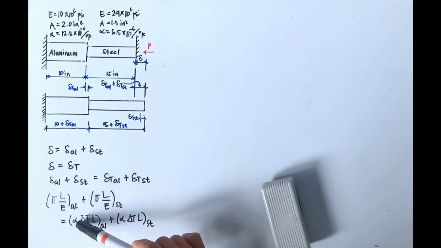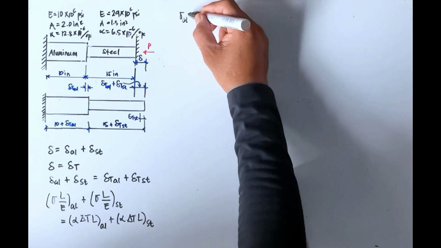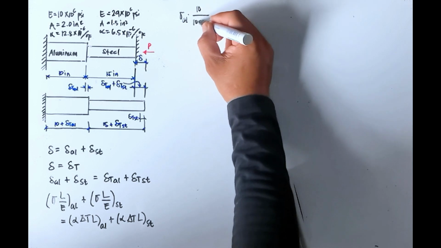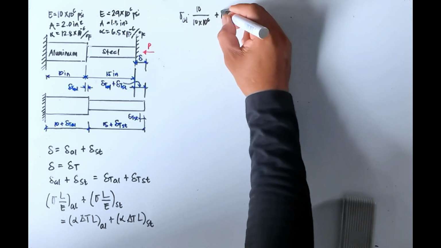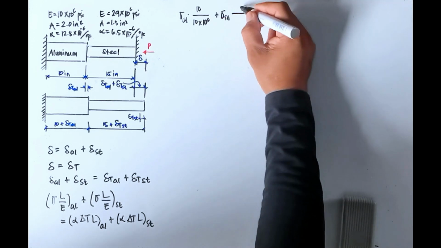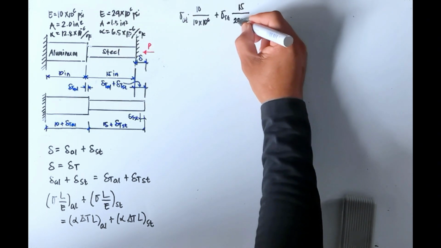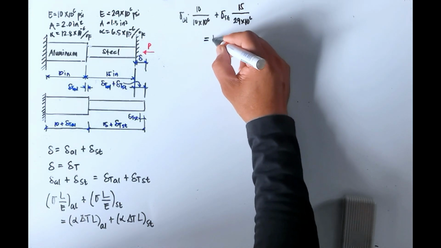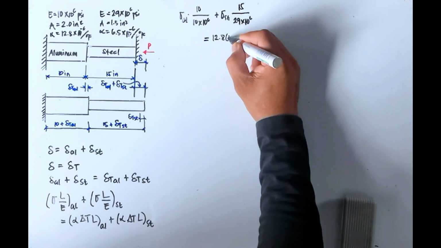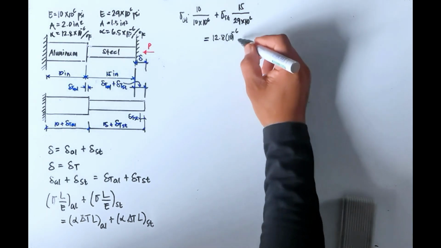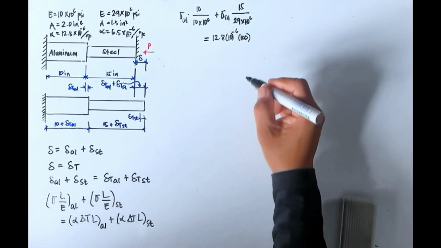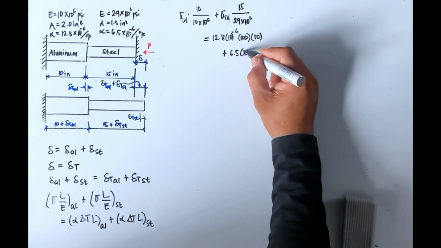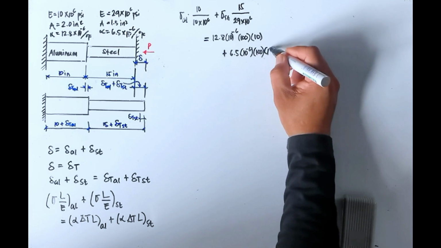Let's substitute all the values into this equation. Stress in the aluminum times the length of 10 inches divided by modulus of elasticity of 10 times 10 to the 6, plus the stress in steel times the length of 15 divided by modulus of elasticity, equals alpha for aluminum, 12.8 times 10 to the negative 6, times the change in temperature, times the length 10, plus alpha for steel, 6.5 times 10 to the negative 6, times 100, times the length 15.